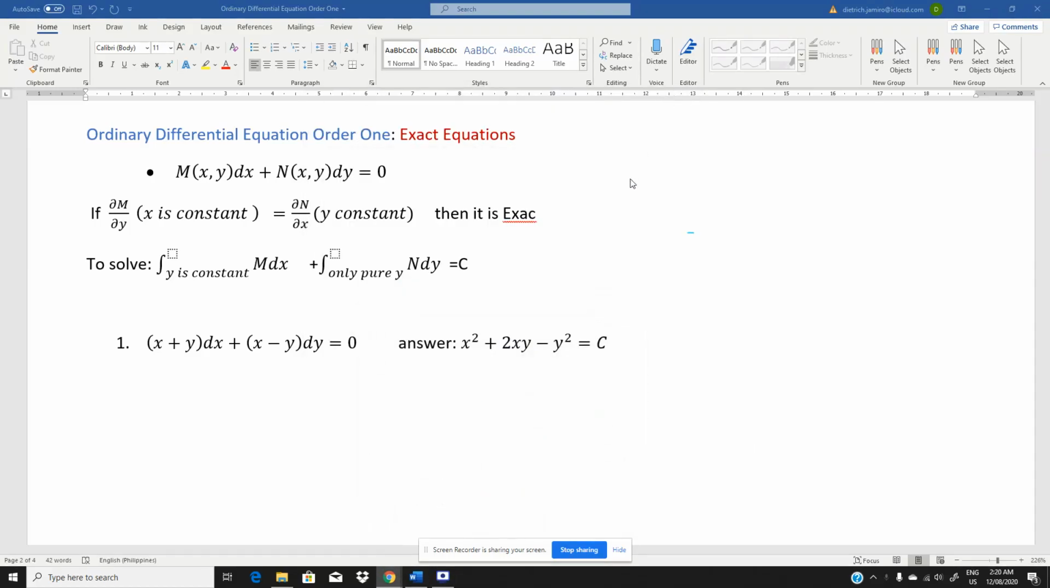So, welcome to Math-Tinik. Our next topic is all about ordinary differential equations, order 1, specifically exact equations. First, we will consider this one for an example.